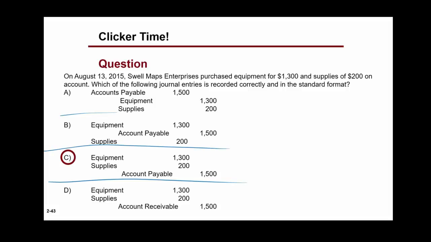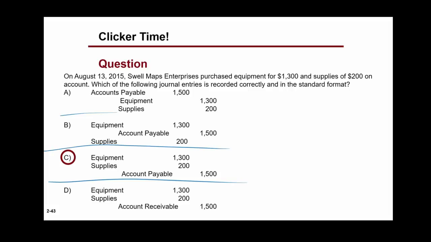What do we need to do? What happens to our equipment and supplies? They have increased, both of them. These assets increased, so we debit them. Did the company pay in cash? If the company had paid in cash, we would have credited cash. In this case, the company did not pay in cash. They gave them an IOU slip, which is accounts payable. It's a liability. So we credit accounts payable.